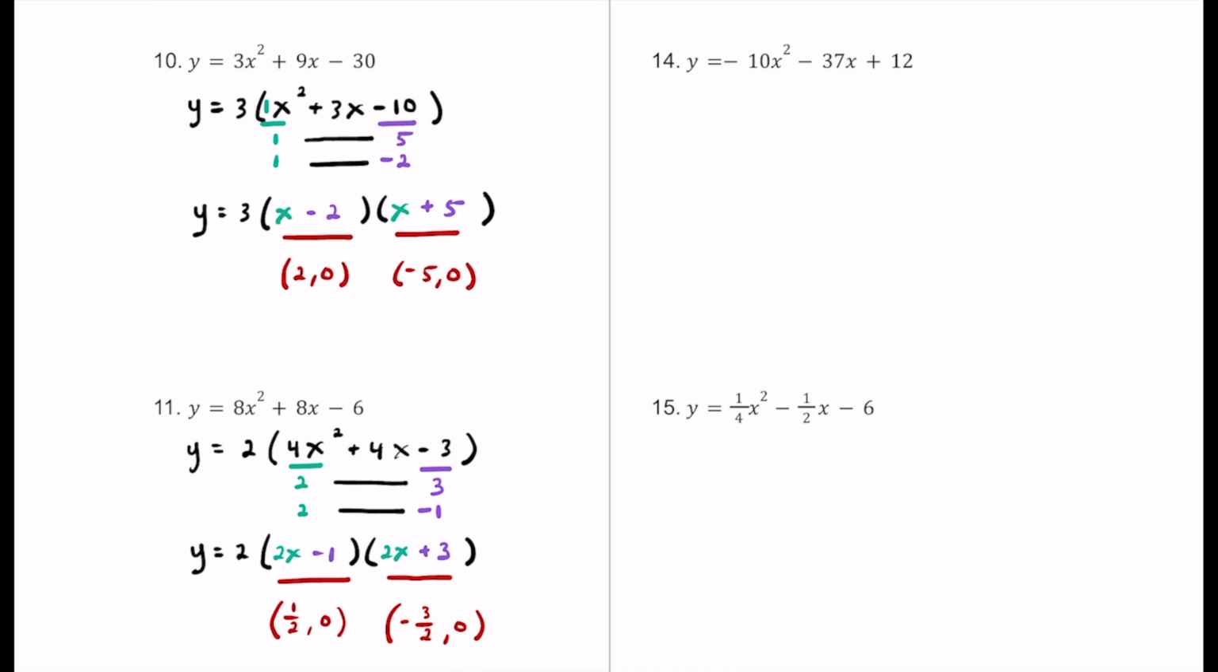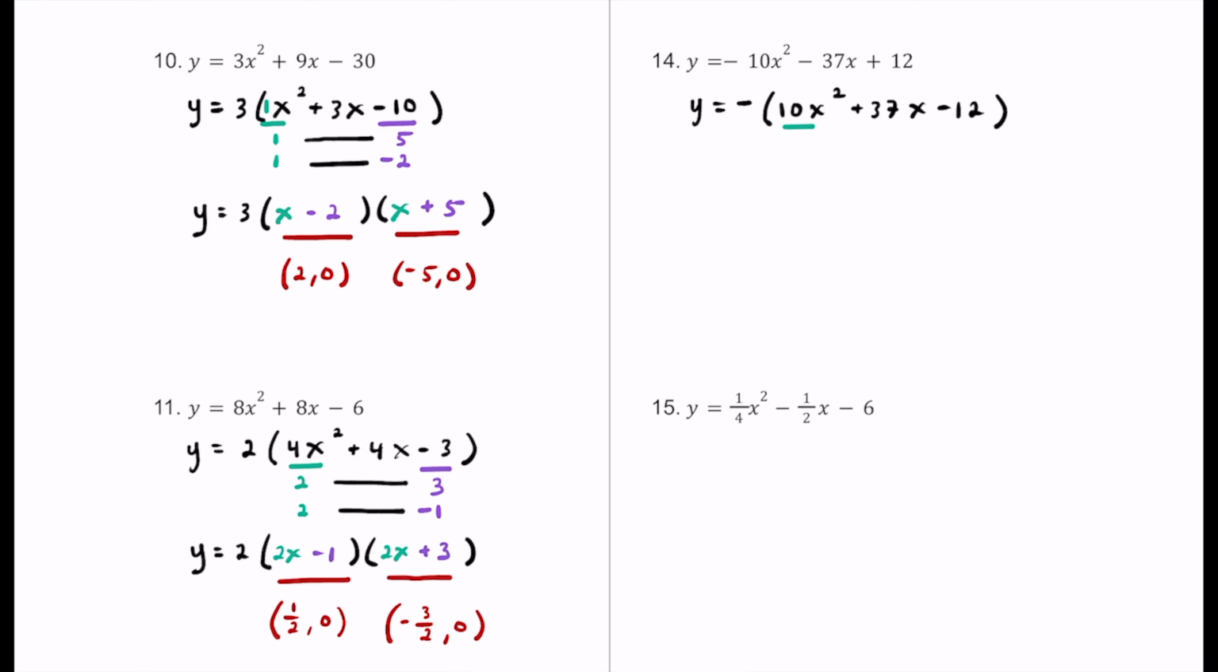For number 14, we have y is equal to negative 10x squared minus 37x plus 12. We do have a negative in the front again, so if we don't want to deal with it, just factor it out. No harm done, so we have 10x squared plus 37x minus 12. Then we have no need to worry about the negative anymore, just keep it in the problem.